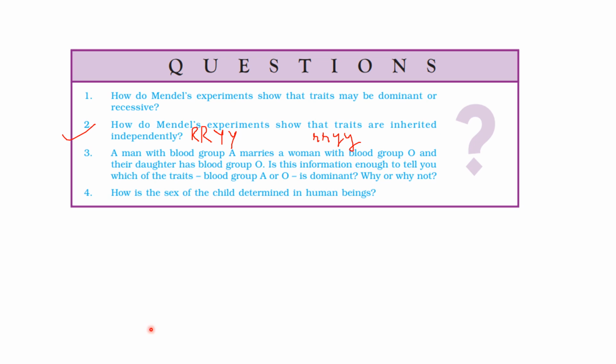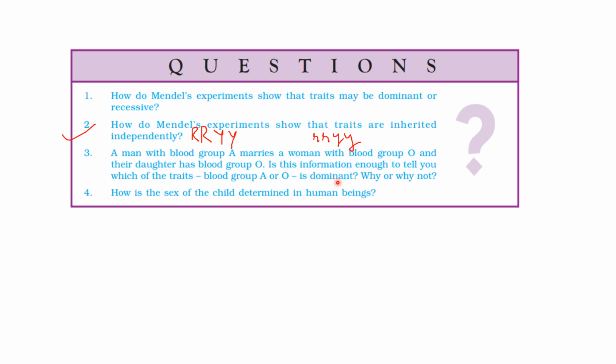The third question says a man with blood group A marries a woman with blood group O and their daughter has blood group O. Is this information enough to tell you which of the traits, blood group A or O, is dominant? Why or why not? In this case, no, the information is not sufficient to determine whether blood group A or O is dominant. The reason is that blood group inheritance follows codominance and multiple alleles, like IA, IB, and small i. IA and IB are dominant over small i.